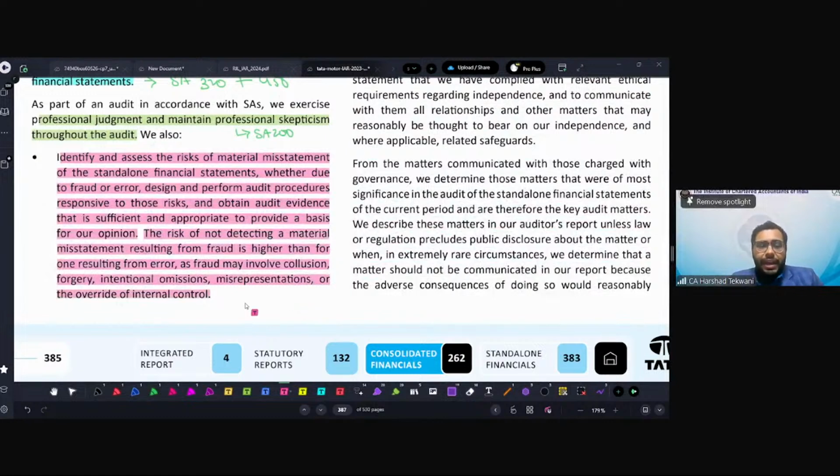So I will bifurcate this in two parts, basically. The first one where we are talking about the risk of material misstatement, and the second part we are talking about risk of fraud. So the risk of material misstatement, where have we covered this one? SA 315. Yes. So this is something coming from SA 315. And fraud risk? SA 240. SA 240. Yes, correct.